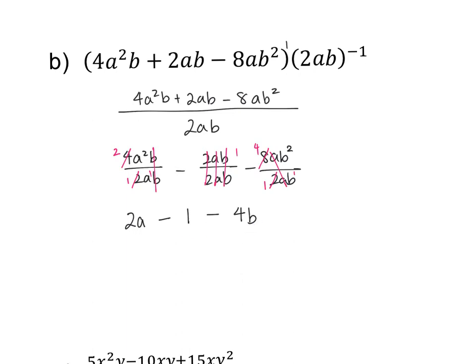Ooh, I think I forgot something. This was a plus sign. I just noticed right there's a plus sign, and I forgot to drop it down as a plus sign. You guys probably noticed it before I did. My bad. So it looks like I really have 2a plus 1 minus 4b, and this would be my final answer.